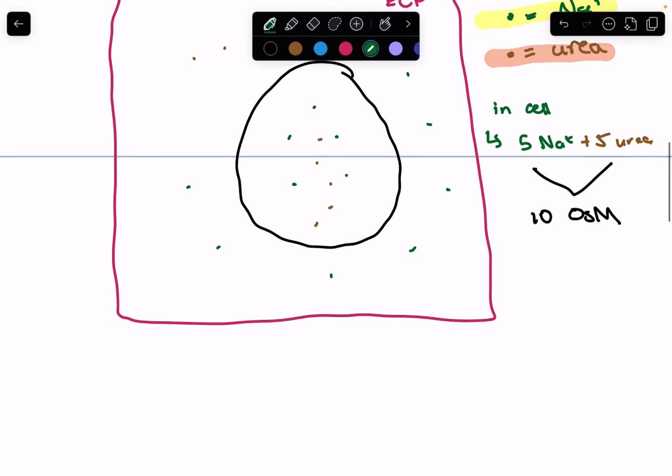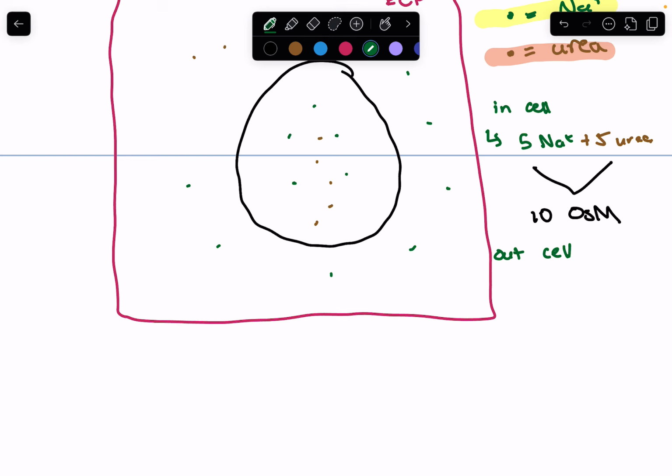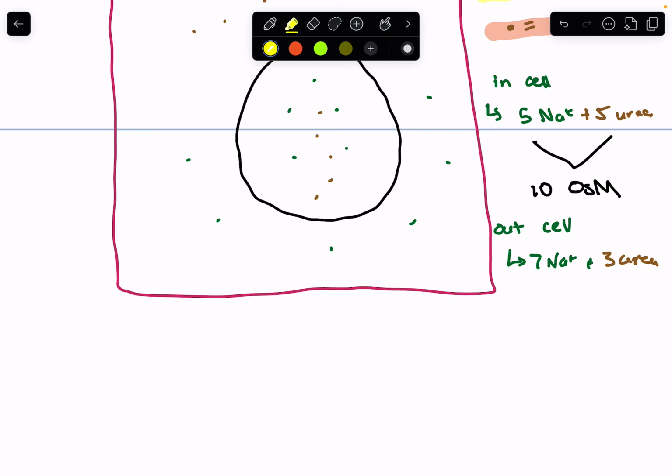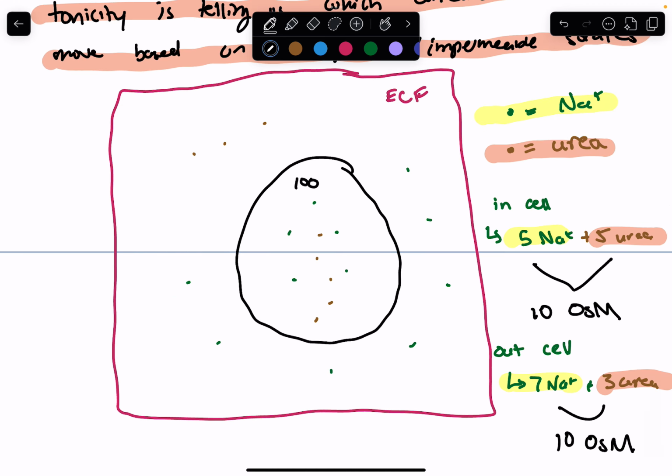Outside the cell, we've got 7 molecules of sodium, plus our additional 3 molecules of urea. Now, we calculate our osmolarity. That's going to be, again, non-permeable and then permeable. We're adding both of those, and that again gives us 10 osmolar. So we've got 10 osmolar inside. Oops, that looks like 100, sorry. 10 osmolar inside, 10 osmolar outside.